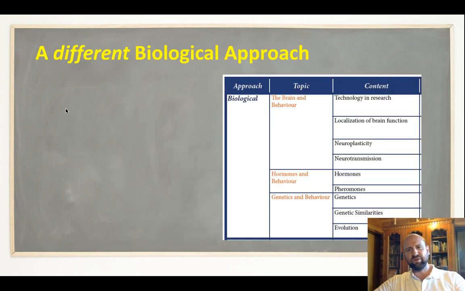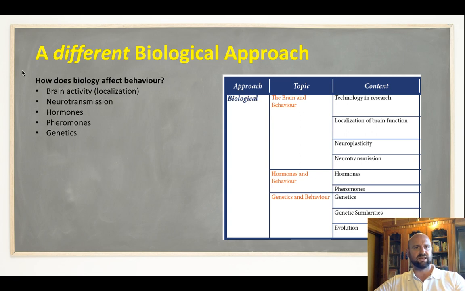I think we can actually structure this in a slightly different way that might make a little bit more sense. One of the central questions in the biological approach is, how does biology affect behavior? So how does the brain affect behavior? How do neurotransmission, hormones, pheromones, genetics, how do all these things affect behavior? That's what we're looking at.